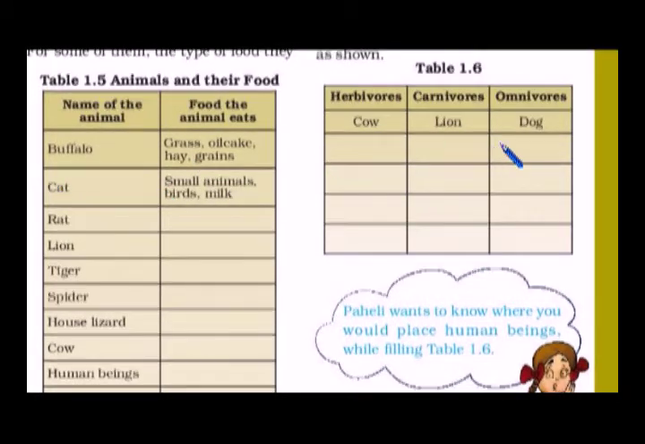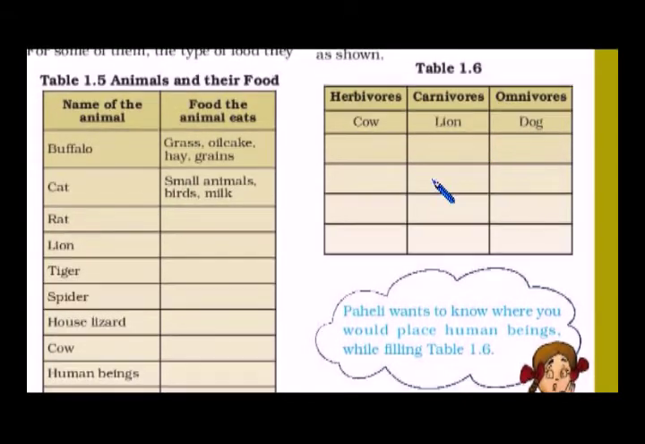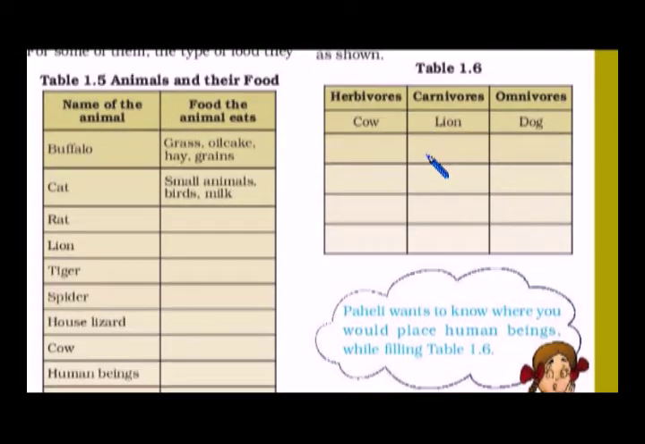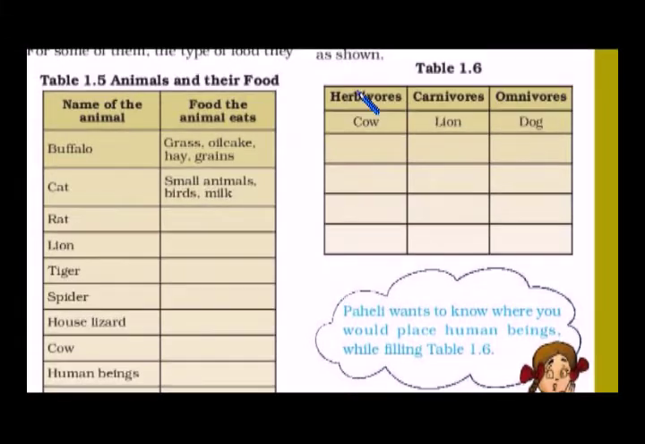Cat is an omnivore because it eats both plants and animals. Now rat is also an omnivore. So it will come here. Lion is a carnivore. It eats only other animals. It doesn't eat a plant product. Tiger is again a carnivore. So it will come here. Spiders are carnivores. House lizards are carnivores. Cow is a herbivore. Human beings are omnivores. Butterflies suck only nectar and juices, so they will be in herbivores. Crows are omnivores. Hope you have understood this: herbivores, carnivores and omnivores.